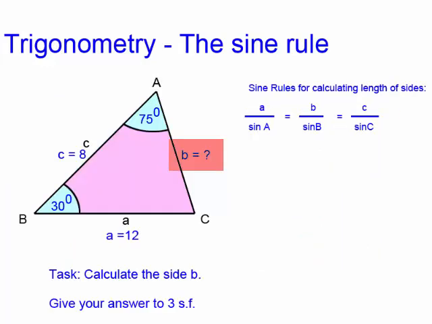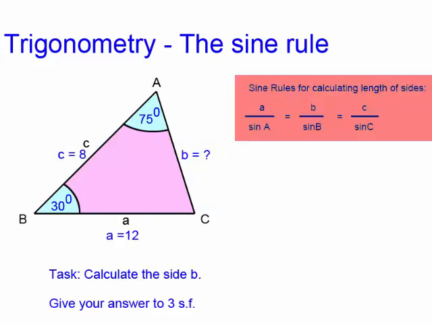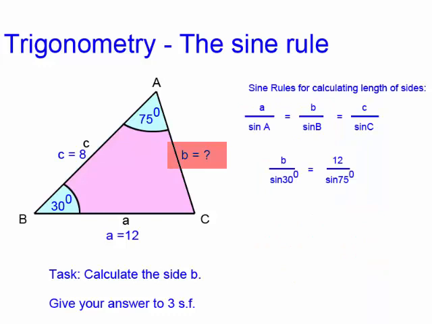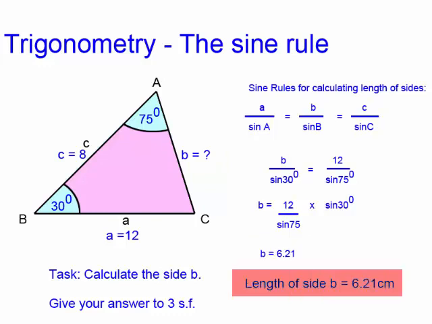In this example, we are going to use the sine rule to calculate the length of side b. Remember, to calculate the length of a side, we use a over sine A equals b over sine B equals c over sine C. So using the values from our triangle, we can say that b over the sine of 30 is equal to 12 over the sine of 75. In our task, we have to find the length of b, so we have to rearrange the expression to give it in terms of b. b equals 12 over the sine of 75 multiplied by the sine of 30, and this gives us an answer of 6.21. Therefore, the length of b in our triangle is 6.21 centimeters.